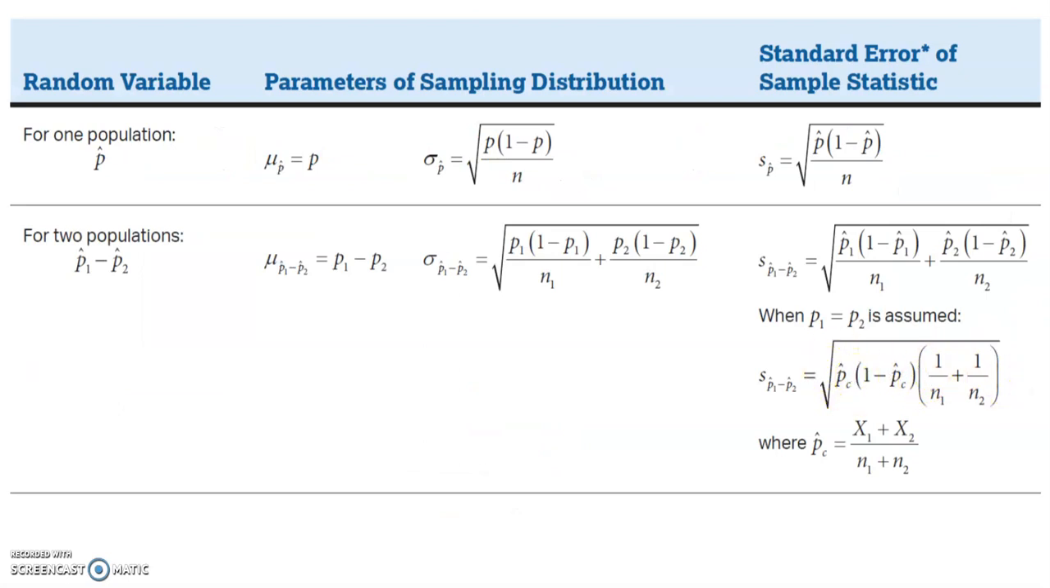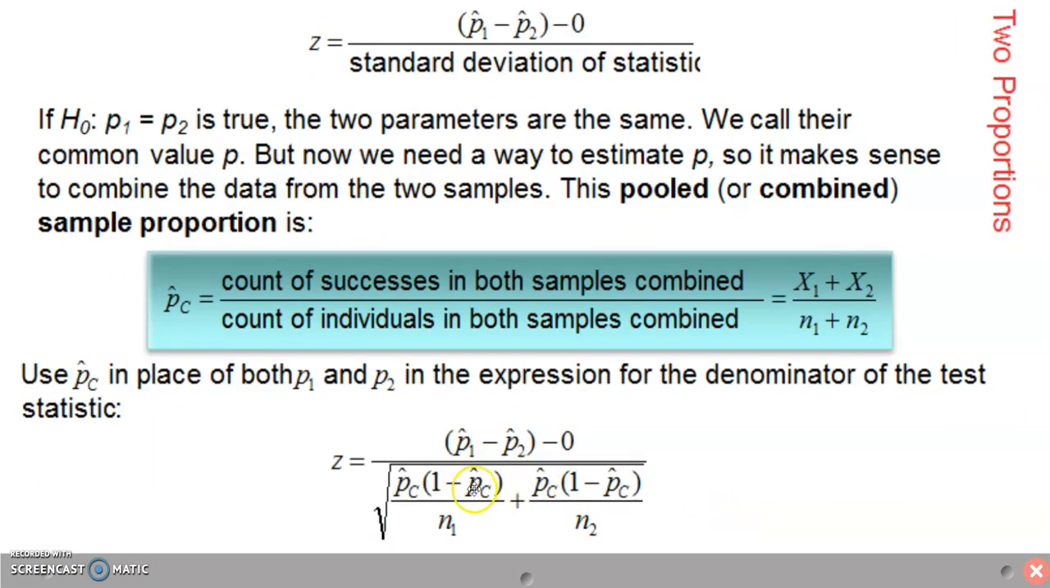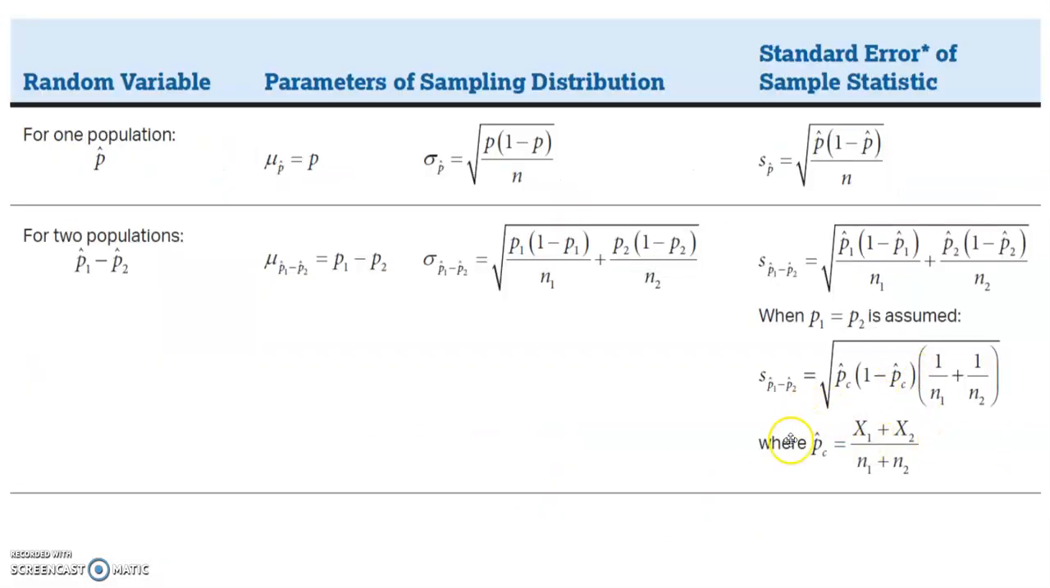This formula right here and this formula right here that I have are equivalent, and you can use whatever version makes the most sense to you. But then on the formula sheet, they also have a definition of this combined p-hat. The p-hat c here is number of successes from 1 plus number of successes from 2 over the sample size 1 plus sample size 2.